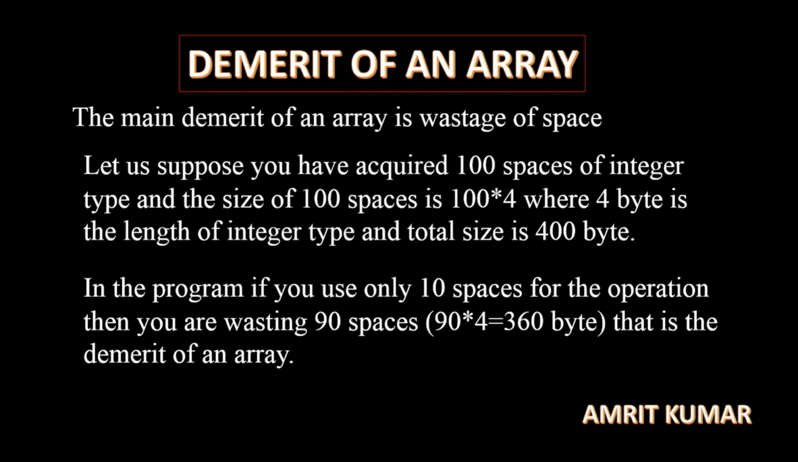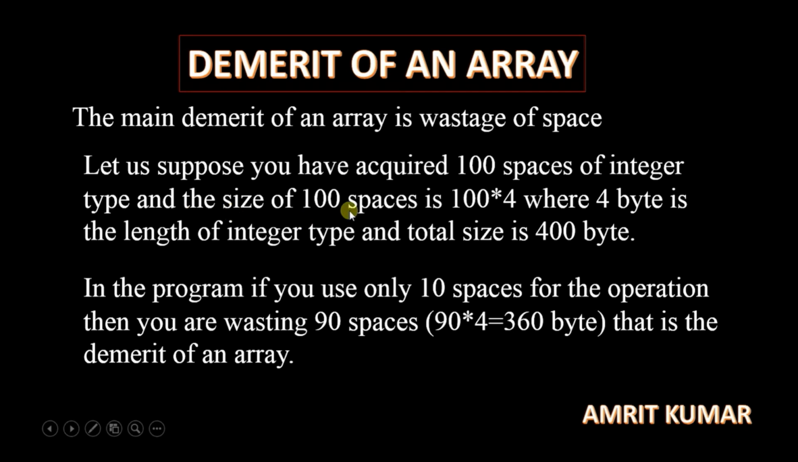So here these are the demerits. The main demerit of an array is the wastage of space. So how is it going to waste your space? Let's look at it with a proper example and explanation. Let us suppose you have acquired 100 spaces of integer data type.